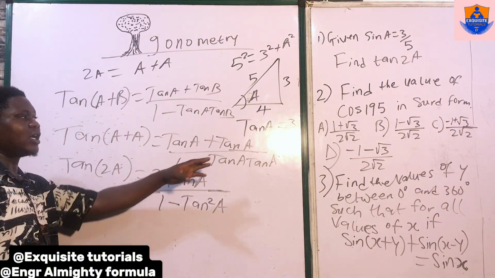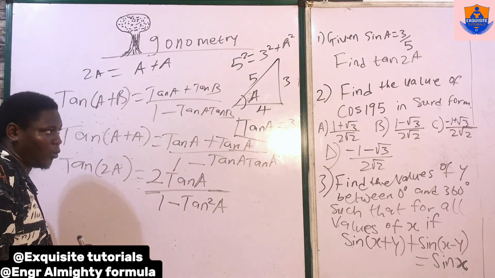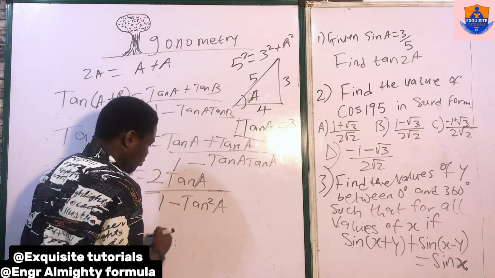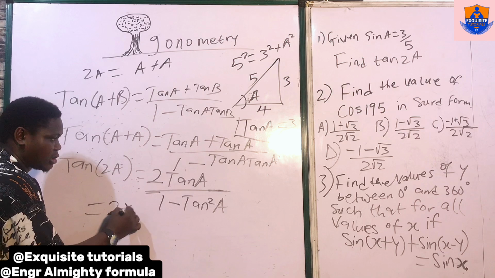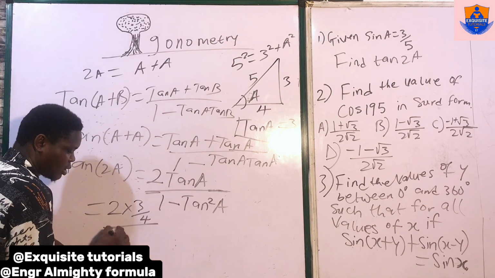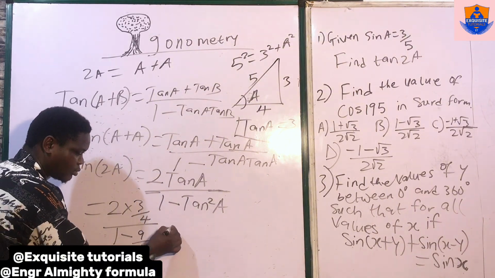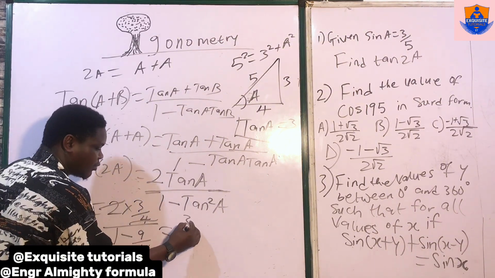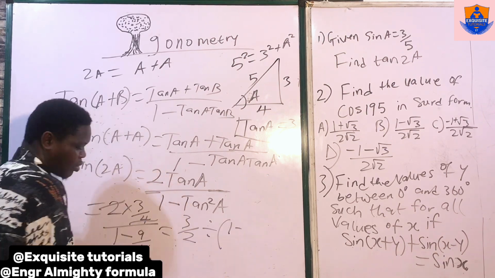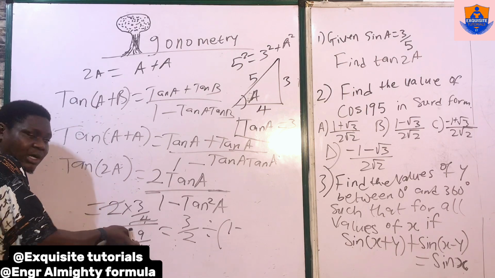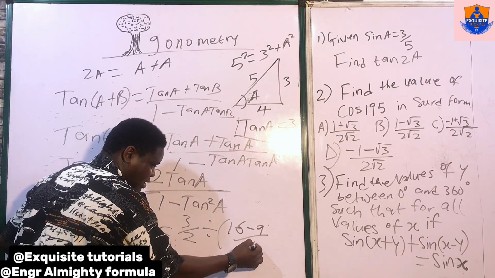So now, do we know the value of tan A? We solved and got tan A as 3 over 4. So instead of writing tan A, I'll write it as 3 over 4. Then we'll have 1 minus (3 over 4) squared. That will be 9 over 16. The 2 cancels out here. We are left with 3 over 2 divided by 1 minus 9 over 16, which is 16 minus 9, all over 16.